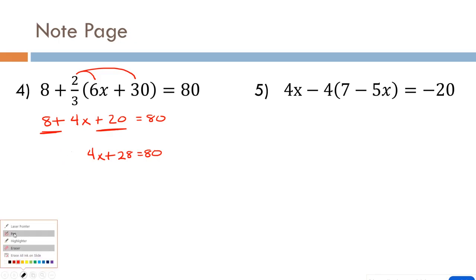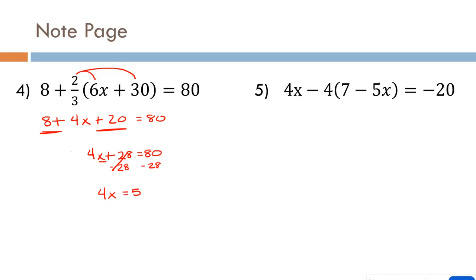So next step, get the variable on the same side, but notice I only have one variable and it's over here on the left. So now we want to undo add, subtract. They added 28 to the side of the variable. You're going to subtract 28 to both sides. By doing so, I get rid of the 28 on the left. So now I'm isolating the variable. I've only got 4x equals, and 80 minus 28 gives us 52.